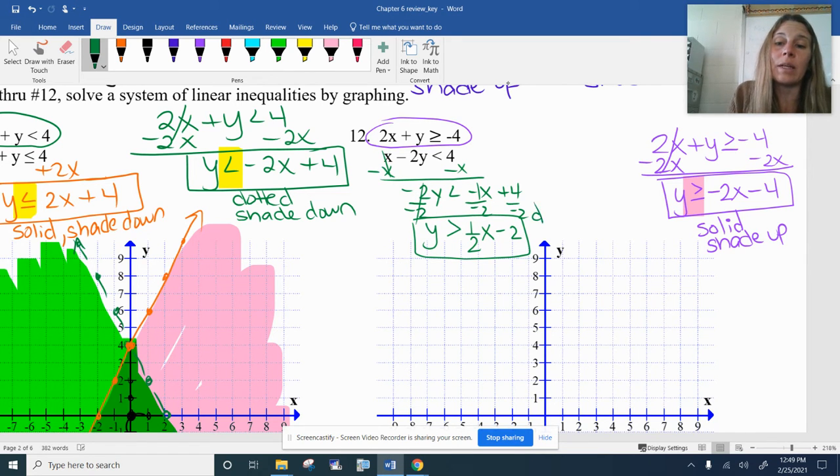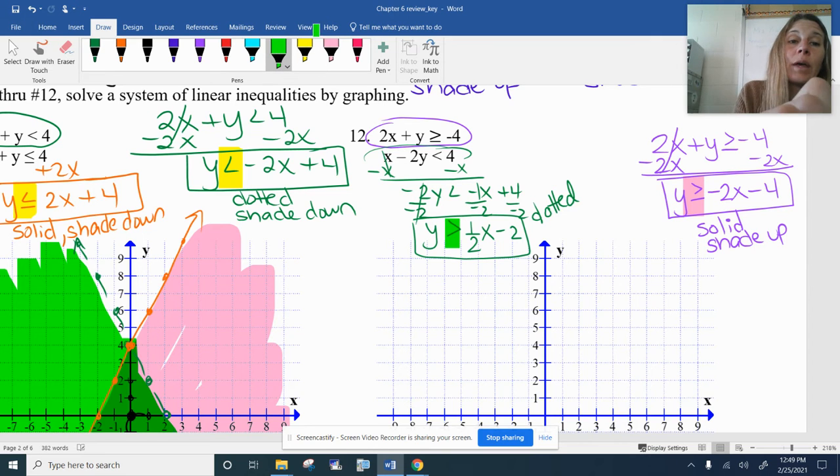This one is going to be a dashed or dotted line because there's no equal to. Actually, there was an equal to. Oh, no, there wasn't. It's on this one. Sorry. And y is greater, so that means we're going to be shading up from the line.